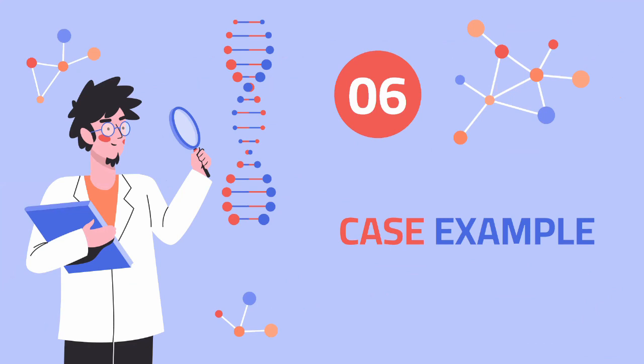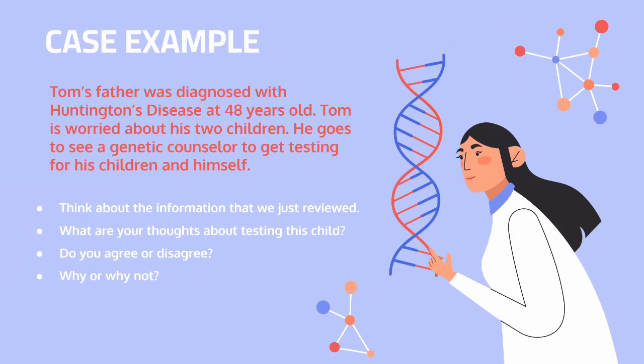On the next slide, we will present a case example. Tom's father was diagnosed with Huntington's disease at 48 years old. Tom is worried about his 2 children. He goes to see a genetic counselor to get testing for both his children and himself. Think about all of the information that we have reviewed today. Feel free to reference any of the previous slides as needed, but keep in mind that Huntington's disease currently has no cure and no treatments available. What are your thoughts about testing Tom's children? Do you think the children should be tested? Why or why not?